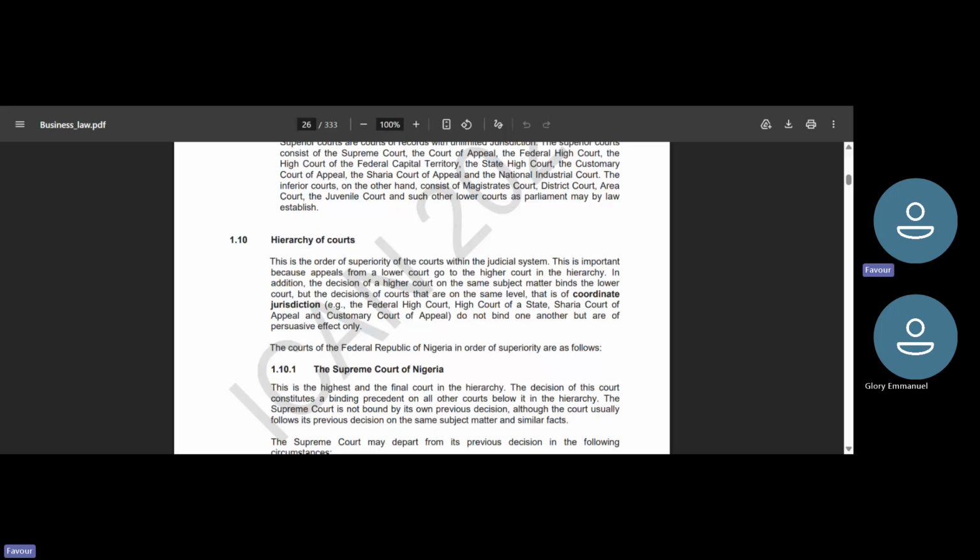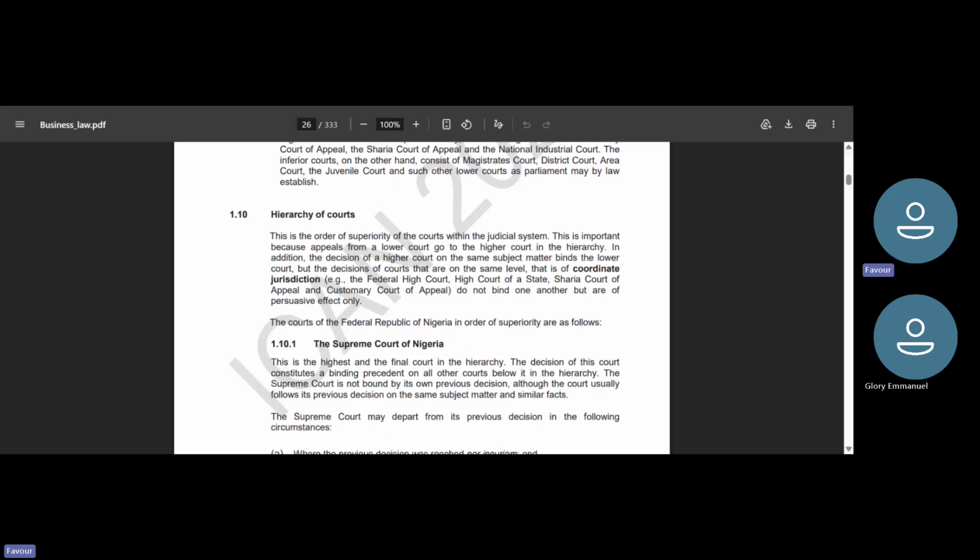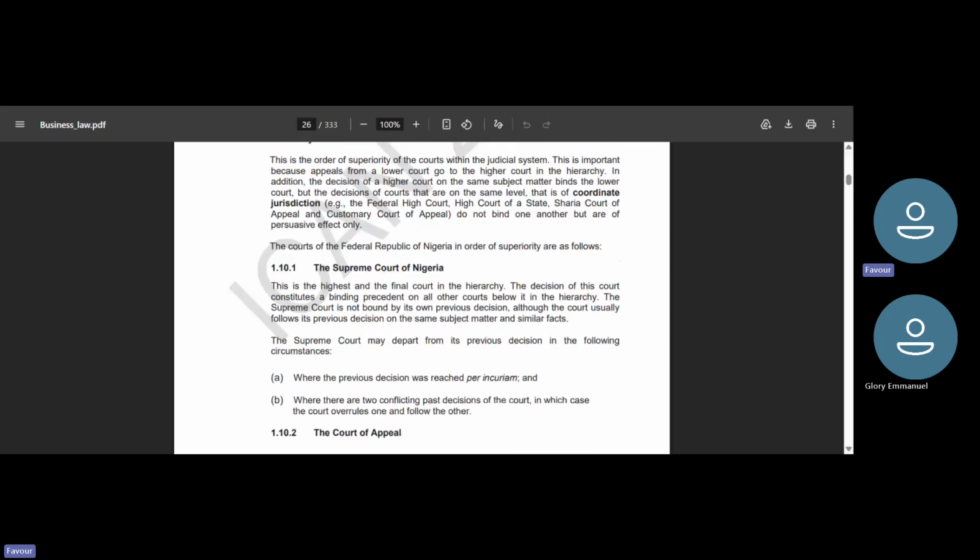Then the hierarchy of courts. This is the order of superiority of the courts within the judicial system. This is basically trying to show which court is higher than the other, which court is lower, and after this court, what is the next higher court? So the courts of Nigeria in the order of superiority, we are starting from the highest to the lowest.